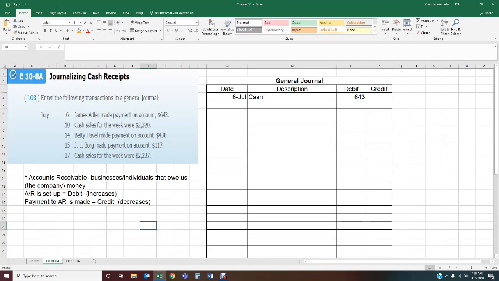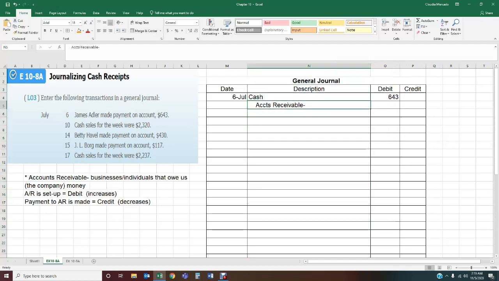So what is happening here? Are we setting up an accounts receivable? No, it says here that they're making a payment. If they're making a payment towards their accounts receivable, then we need to credit the account. This means that James owes me less money, or he completely paid off his balance. So I have here accounts receivable. Now we need to keep track of whose accounts receivable this is, so we need to put the name of the customer, in this case James Adler. I'm going to credit it 643, and I'm going to put here a description: we received cash on account.